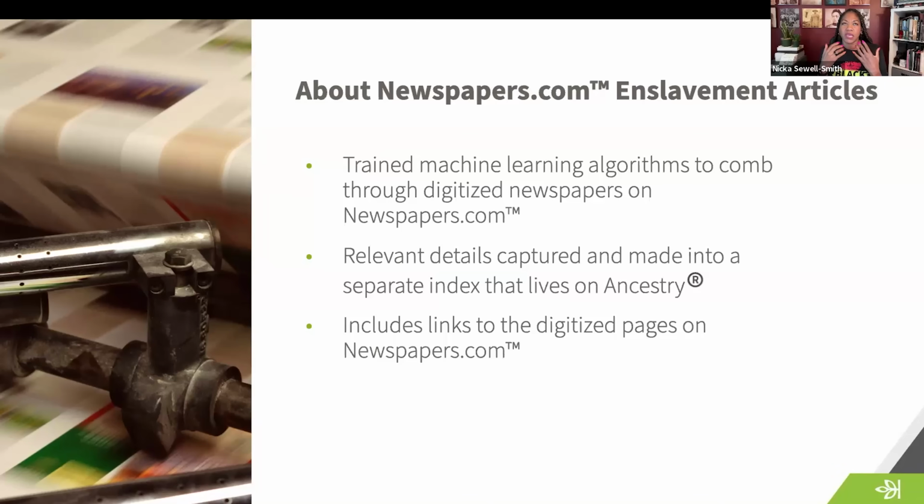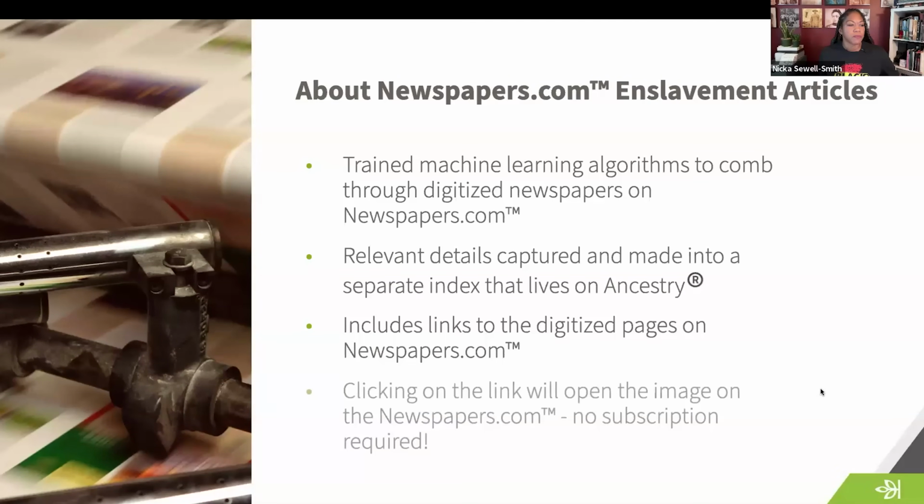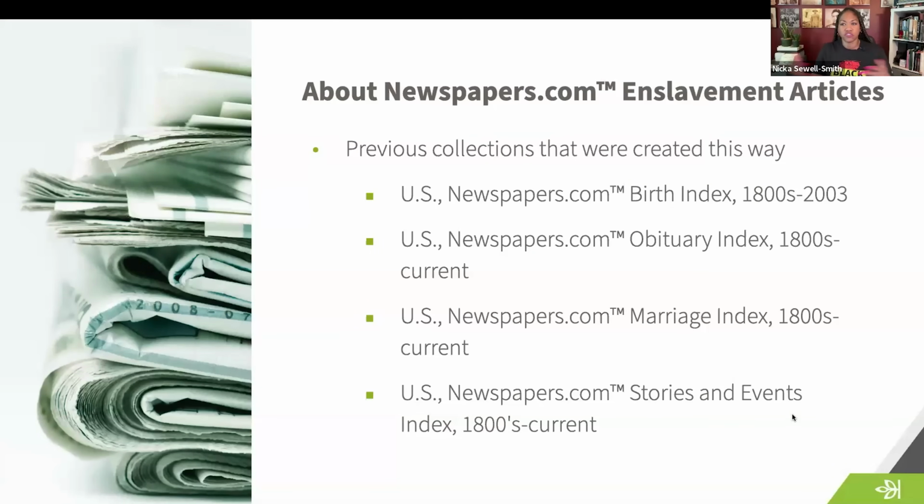And so again, leaving the article in its original context instead of cutting it out or clipping it out was super important to us, in order for us to make sure that we did that. All right. So, again, when you click on the link in the newspapers.com version of Articles of Enslavement, there's no subscription required. All you need is a registered account on Ancestry, and it will take you to the actual image of the record.